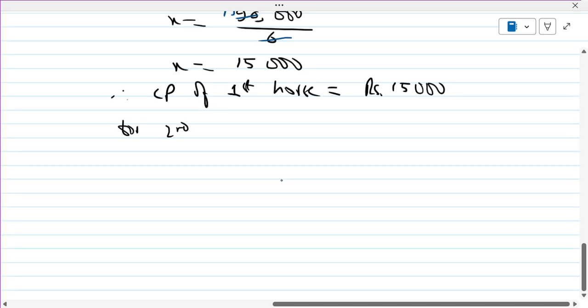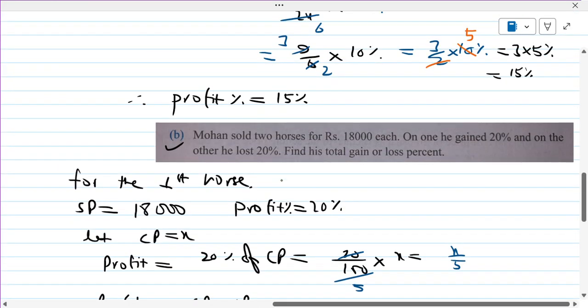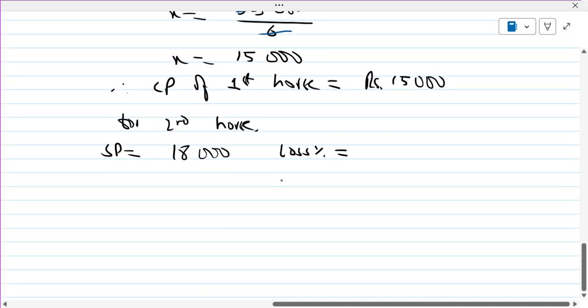So for second horse, selling price is same 18,000, but there is loss of the same percentage that we are given here, 20% loss, is it? On the other he lost 20%, it is said. So loss percent for second horse is 20%. And now through this we will be finding CP of the second horse. So we suppose here, let's CP of second horse is equal to y, is it?